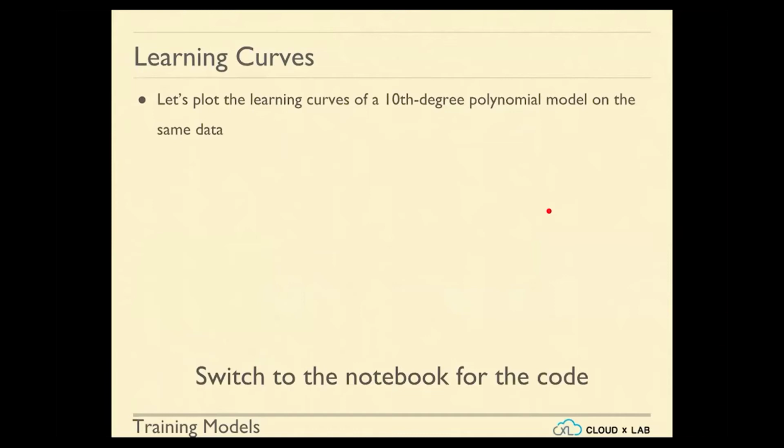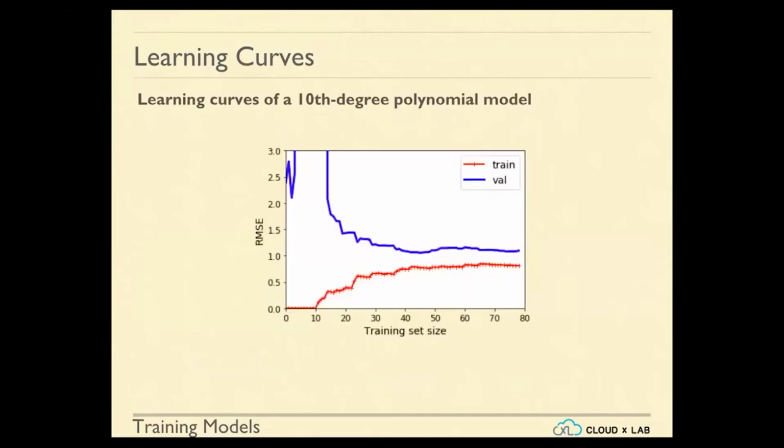If we plot the learning curve of a 10-degree polynomial model on the same data, this is how it is going to look. You can see the difference. If we have a 10-degree polynomial, this is how it is going to look. So what can you say about it? Anybody?